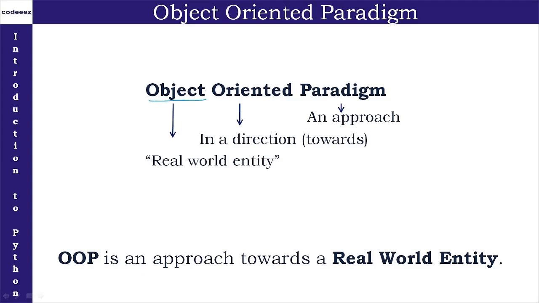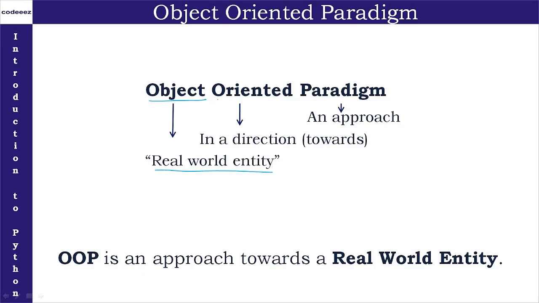What an object is. In the language of physics and mathematics, anything that exists in this real world is an object. Say it as pen, pencil, eraser, sharpener, all these are objects, right? So anything that exists in this real world is an object. So it is termed as a real world entity. Object is termed as a real world entity.